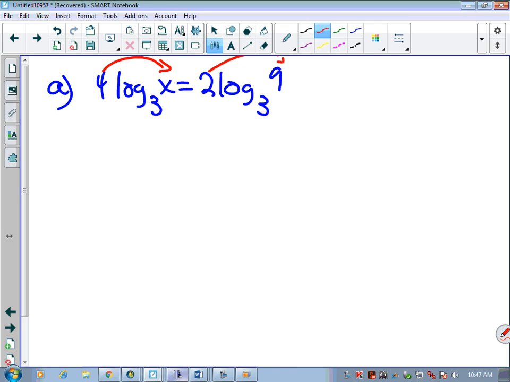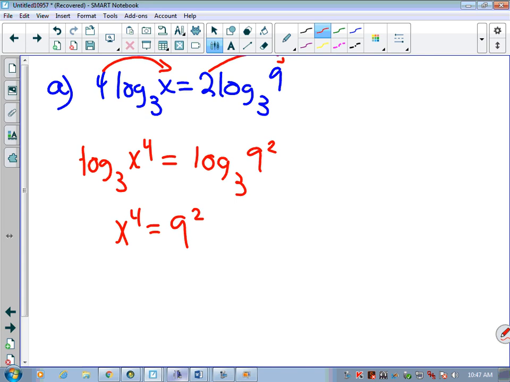Okay, so I want to rewrite that as log base 3 of x to the 4th equals log base 3 of 9 squared. Now can I drop off the logs? Yeah, and what I'm left with is x to the 4th equals 9 squared. Well, we can simplify that again. X to the 4th equals what? 81. So really what I'm looking for is the 4th root of 81, right? Because if I'm just solving for x, I'm not just doing a square root, but the 4th root, and so x equals 3. All right, how many of you got 3 for an answer?